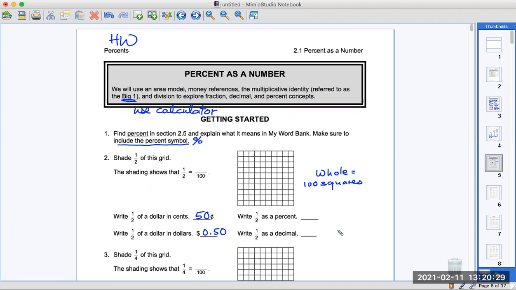Write 1/2 as a decimal. So you divide your 1 divided by 2, use your calculator. 1 divided by 2 is 0.5. Okay, so when you write the fraction as a decimal, divide. But the order of division is important. Top divided by bottom, not the other way around. Order matters when you divide.